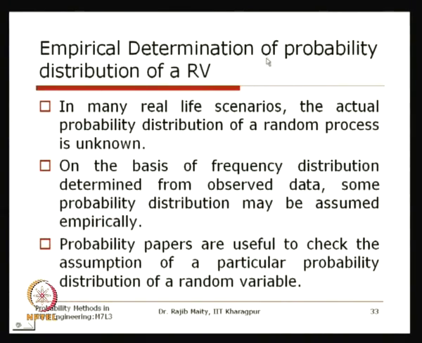So, the empirical determination of the probability distribution of a random variable. In many real life scenarios, the actual probability distribution of a random process is unknown. So on the basis of the frequency distribution of the sample data that we have, determined from this observed data, which is the sample available to us, some probability distribution may be assumed empirically. Probability papers are useful to check the assumption of a particular probability distribution of a random variable.